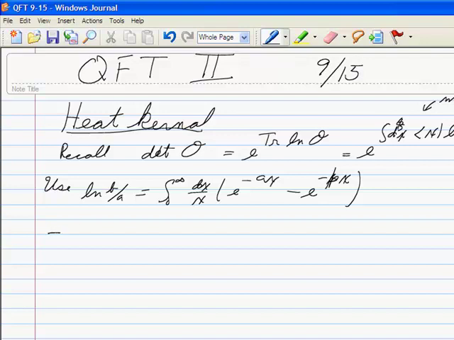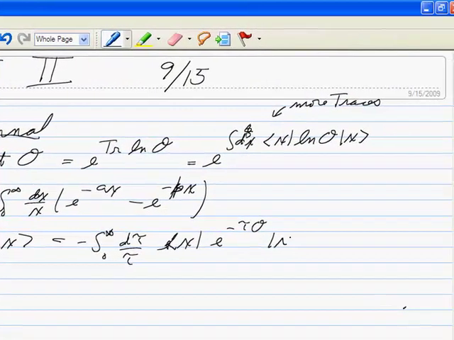But then this implies with our operator that x matrix element of log O, x is minus the integral from 0 to infinity, d tau over tau, x matrix element e to the minus tau operator, x, plus a constant, which we'll just drop.